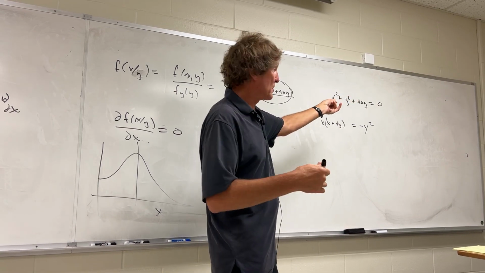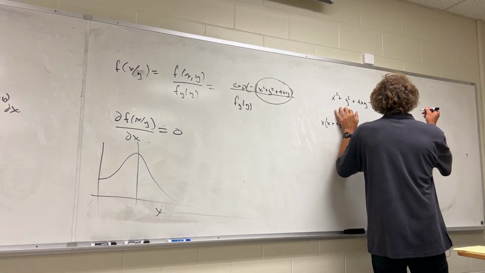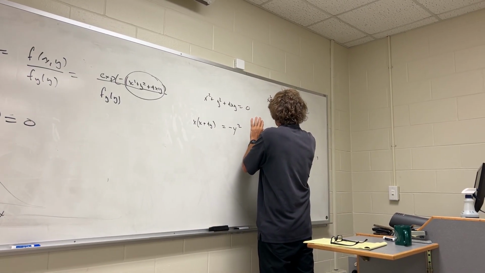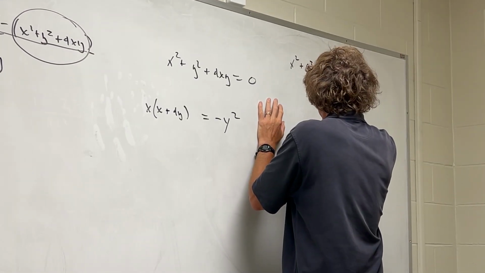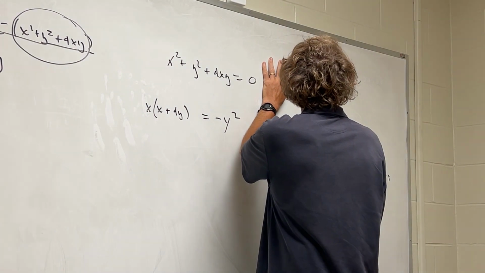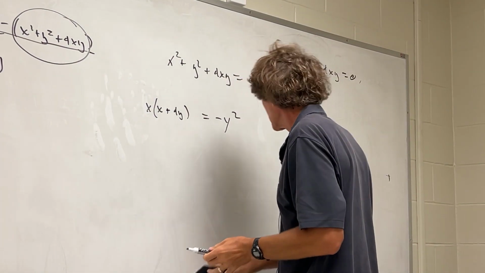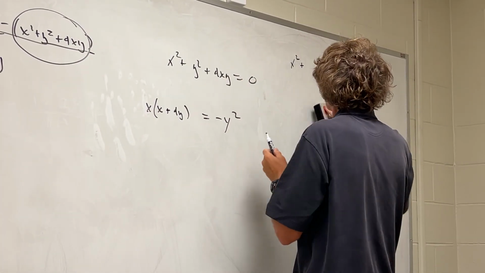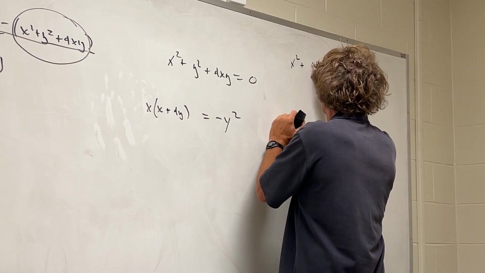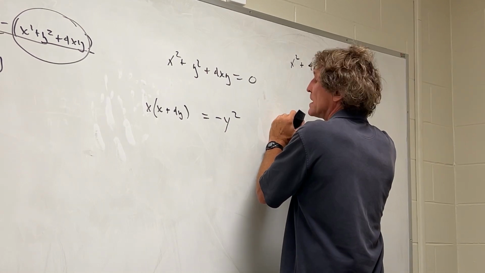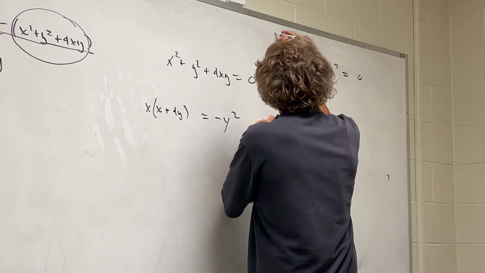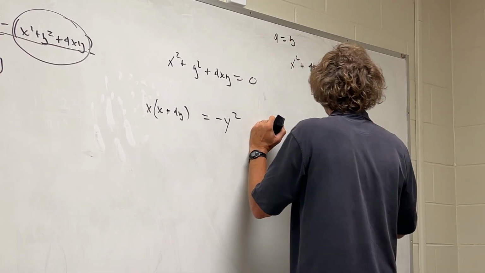Let me put y equals a here. And here I have x squared plus a squared plus 4xy equals 0. Well, sorry, I should have done it differently. I should have done this: x squared plus 4xa plus a squared equals 0. Here I'm saying a is equal to y, or y is equal to a.